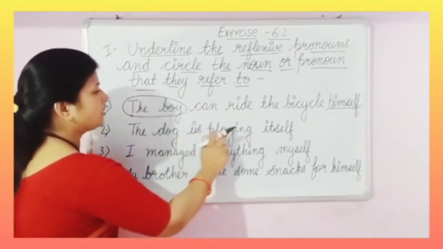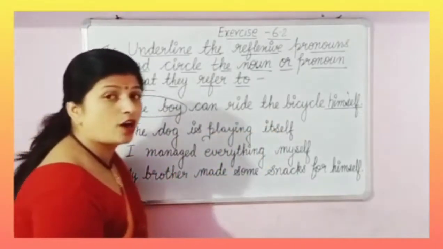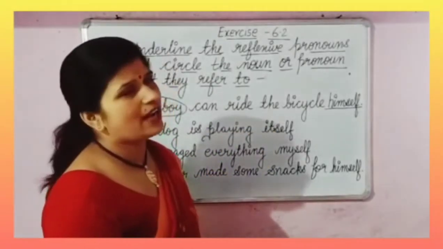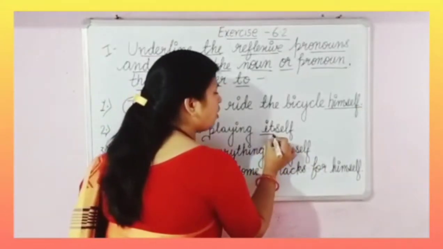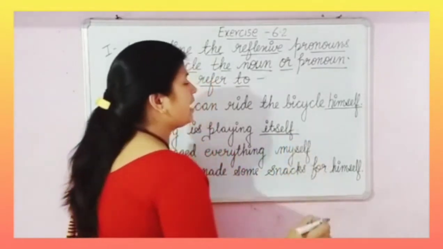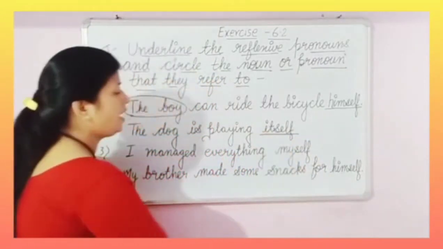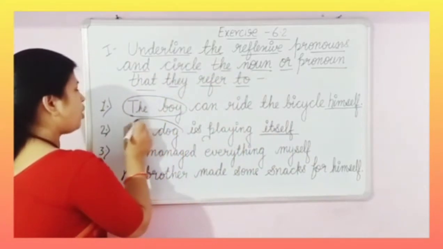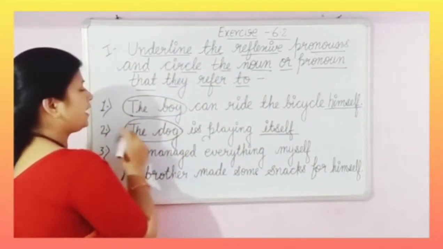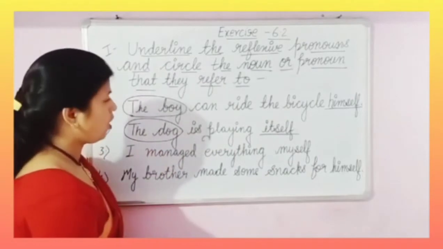Okay, now see the second one. The dog is playing itself. The dog is playing by itself. So here itself will be your reflexive pronoun. And who is itself for? It is for the dog. So the dog, what will we do? We will circle dog.